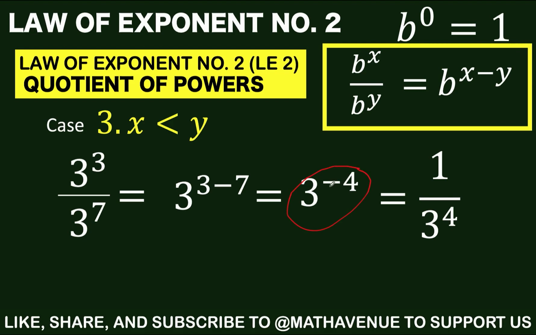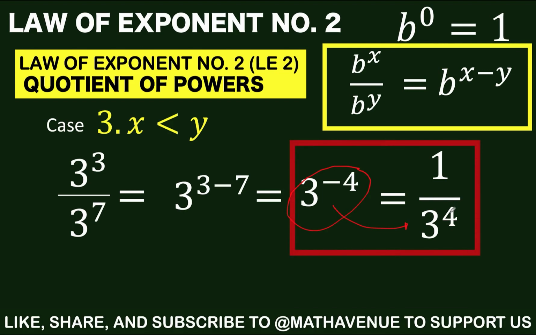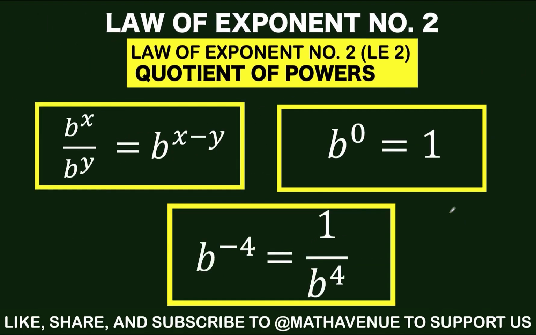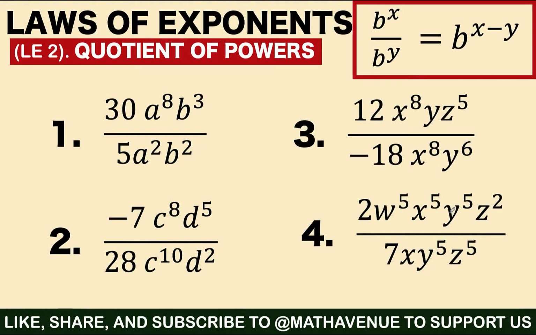And notice that this negative 4 becomes a positive 4 exponent if we write 1 as the numerator and we brought this entire exponential number down to the denominator. And that is always the case. When you have a number with negative exponent, you can always write 1 as the numerator and you can bring that exponential number with negative exponent down, but this time with positive exponent. So let's have some examples of this law of exponent number 2. So there are 3 cases, and here are the problems that we are going to solve.